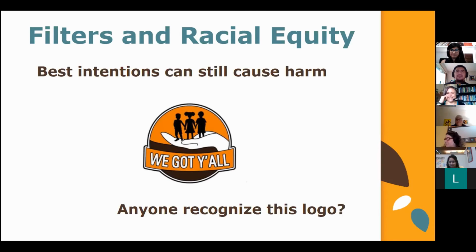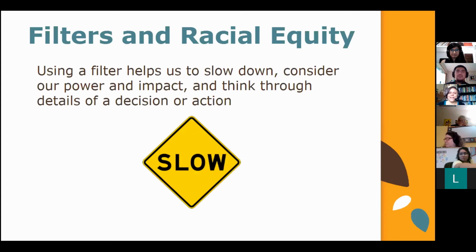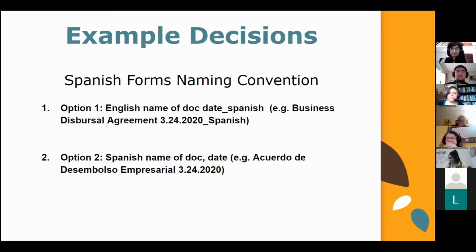Of course we have good intentions, and we sometimes still cause harm. So really an equity filter is a tool for us to slow down, to consider ourselves, our own impact, the impacts of our organizations, and really think through how a decision or action could impact folks. So I'm going to hand it over to Yvette now, and she's going to go through some of the example decisions that we've used this for at CASA.